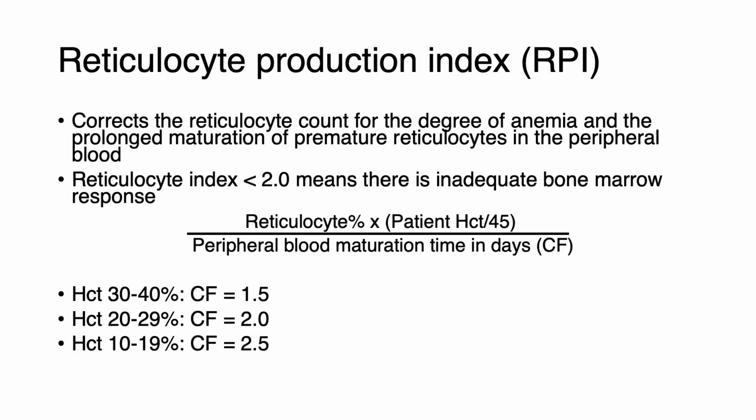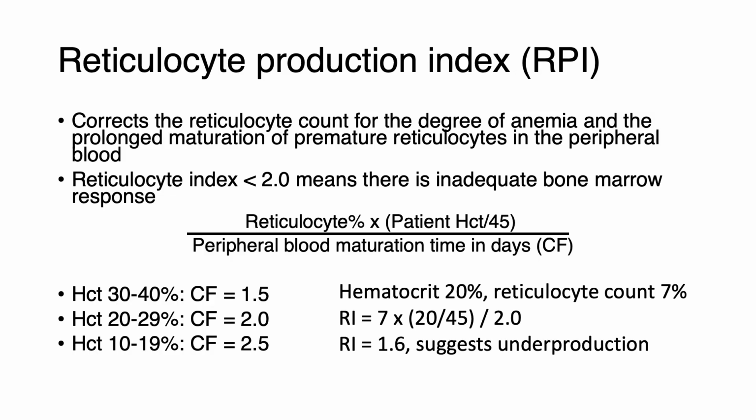When the bone marrow is stimulated, reticulocytes are released prematurely, leading to longer maturation times in the periphery, and larger numbers of reticulocytes are present at any given time. And so we'll correct for the severity of the anemia based on the hematocrit with a correction factor for the maturation time. If you have a hematocrit of 20%, that's going to give you a correction factor of 2. And say you have a reticulocyte count of 7%, that looks like you're making a lot of reticulocytes.